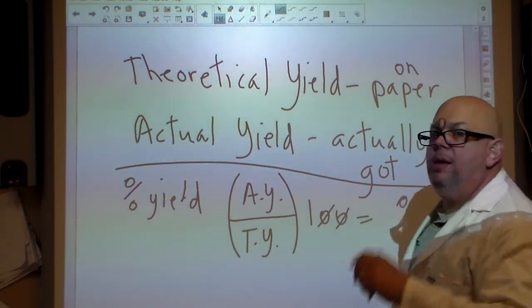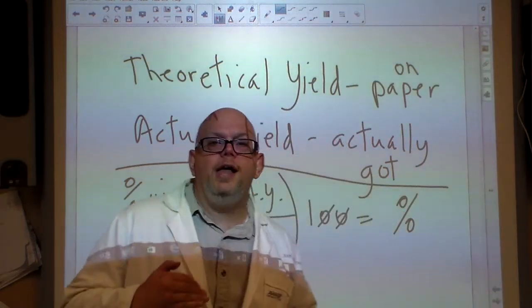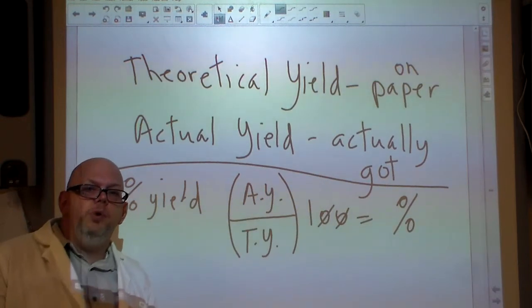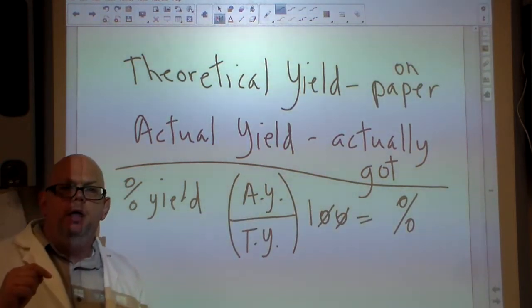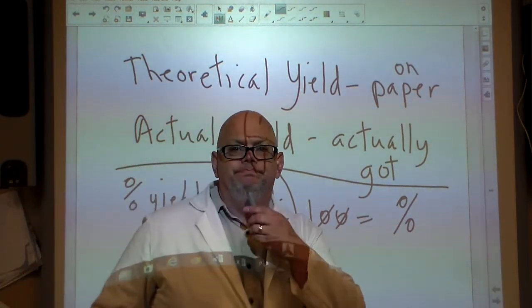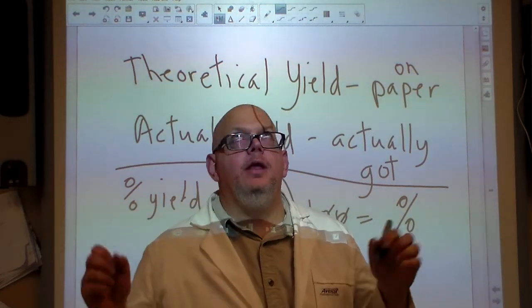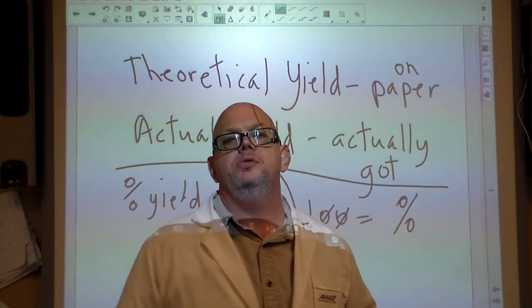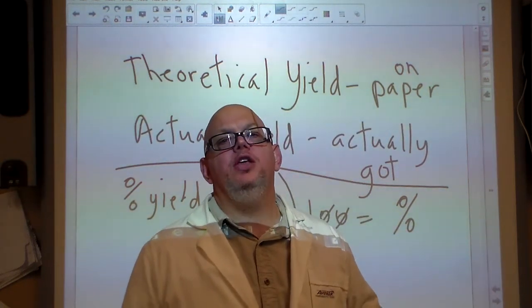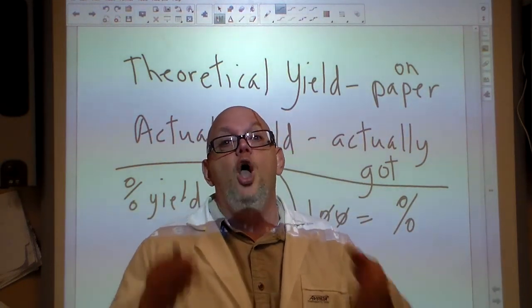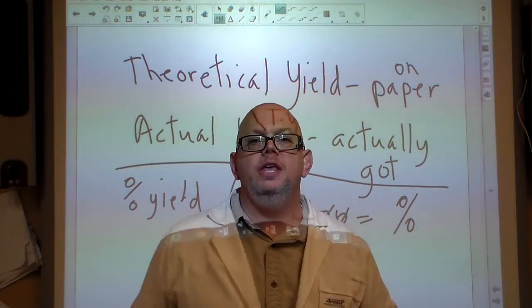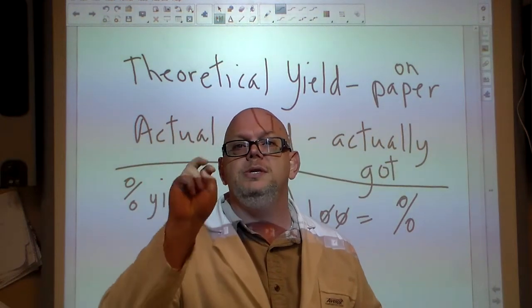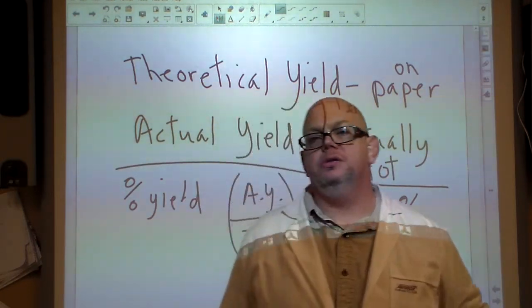Now, why do you need to multiply by 100? Well, because if you take your actual yield in grams and divide it by your theoretical yield in grams, you're going to come up with a decimal. And that's going to be like 0.67 or whatever, okay? But that's not your percent. You have to multiply by 100 to get your 67%. Or another choice that you have, if you have a decimal, you can move it over to the right two places, and that will get you the same results.